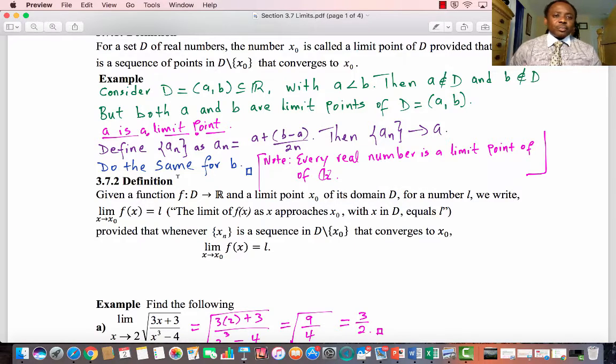Subsection 3.7.2 definition. Given the function f from a domain D to the set of real numbers R, and a limit point x0 of its domain D, for the number L, we write the limit as x approaches x0 of f of x equals L. That is, we write the limit of f of x as x approaches x0 with x in D equals L. This holds provided that whenever the sequence xn in D backslash the point x0 converges to x0, then we have that the limit as n goes to infinity of f of xn equals L.